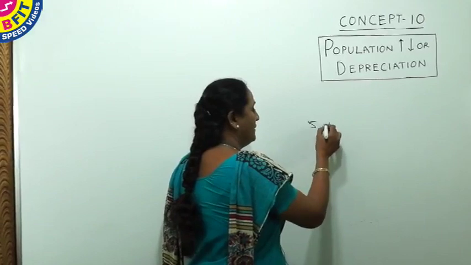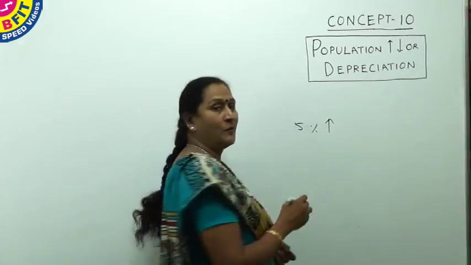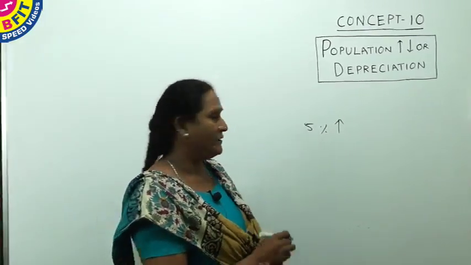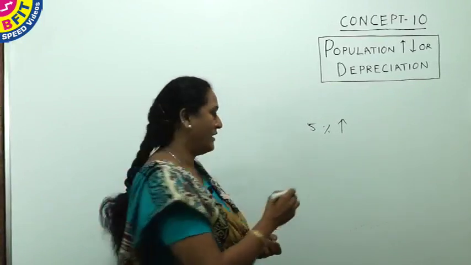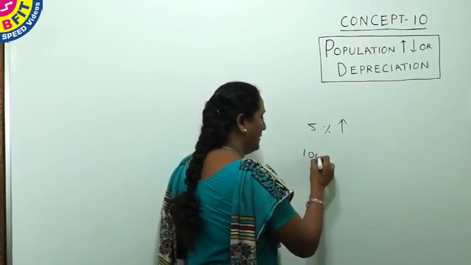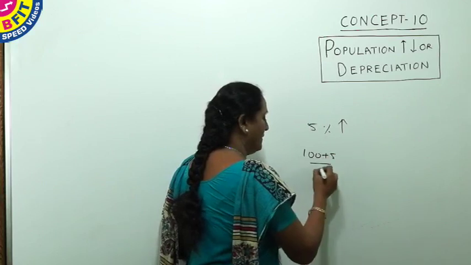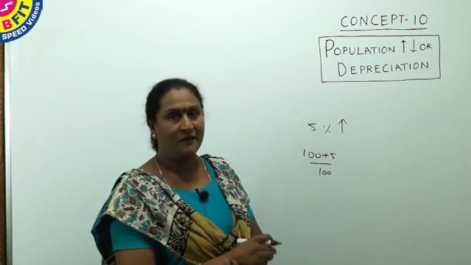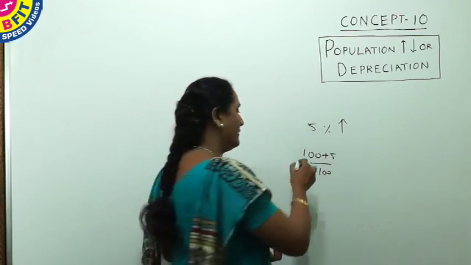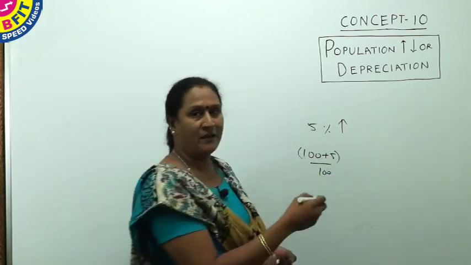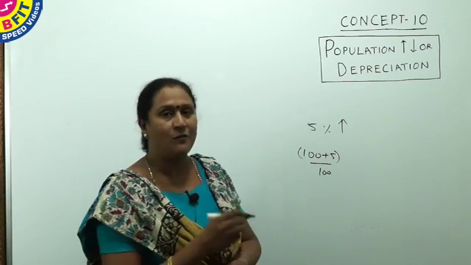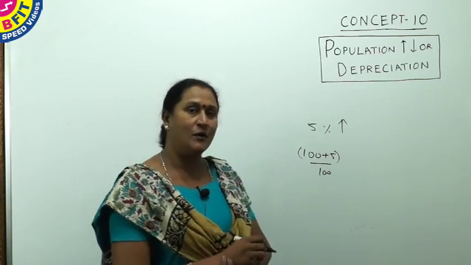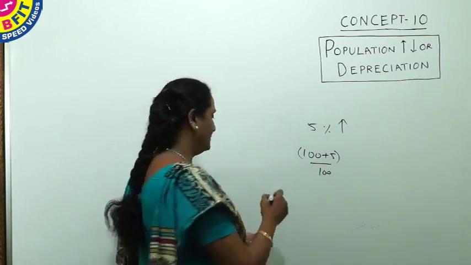So we'll see the answer for this question. Every year the population is increased by 5%. Whenever an increase is given, the change factor will be 100 plus 5 by 100. So every year it is increasing by 5%, so the change factor will be 100 plus 5 by 100. And now what is the initial population given? The initial population is 1 lakh.